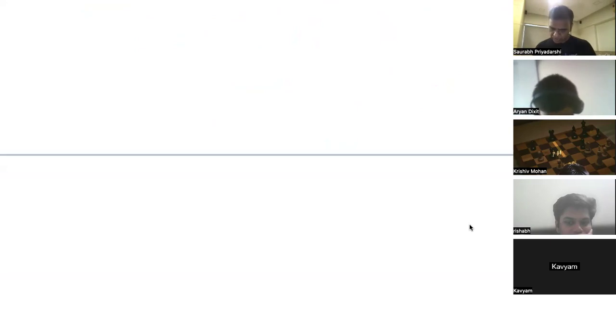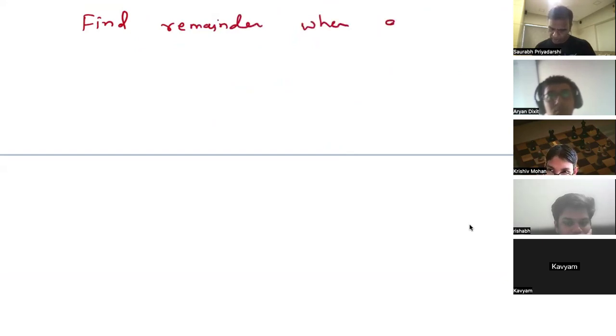So find the remainder when 97 to the power 161 is divided by 20. So direct, simple, but effective one.